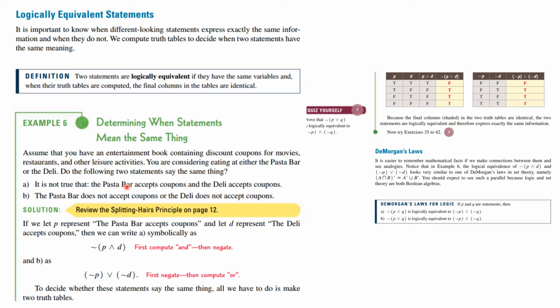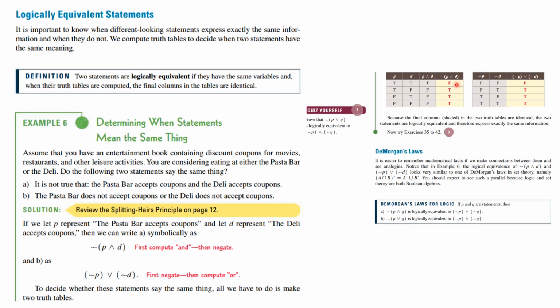Okay, so here is an example determining when they mean the same thing. Suppose I say it's not true that the pasta bar accepts coupons and the deli accepts coupons. Well, that is going to be negation P and Q, and I compute negation P and Q over here. You should check to make sure you follow this entire calculation. But for B, the words are different. It says the pasta bar does not accept coupons, or the deli does not accept coupons. So that is negation P or negation D. And here's the truth value for those.